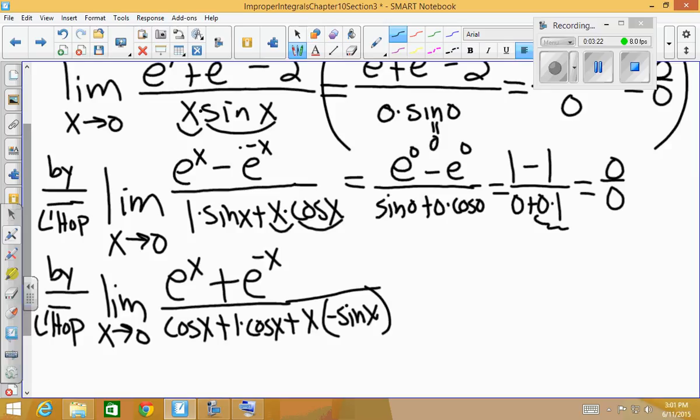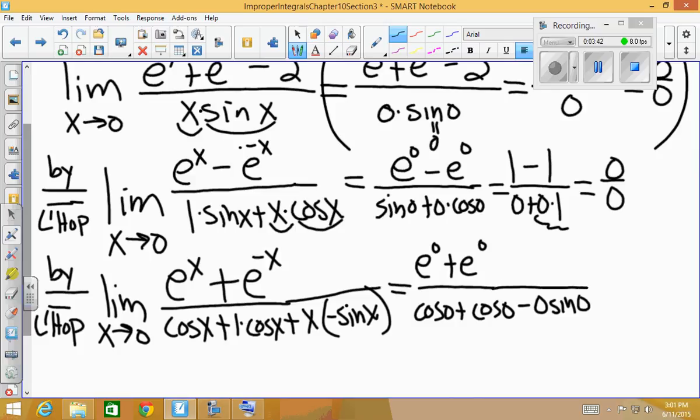And once again, we evaluate the numerator and denominator at 0. So e to the 0 plus e to the 0 over the cosine of 0 plus the cosine of 0 minus 0 times the sine of 0. E to the 0 is 1. So the numerator is going to end up being 2. Aha, we no longer have an indeterminate form.